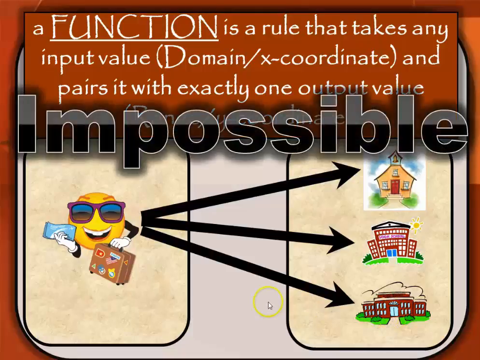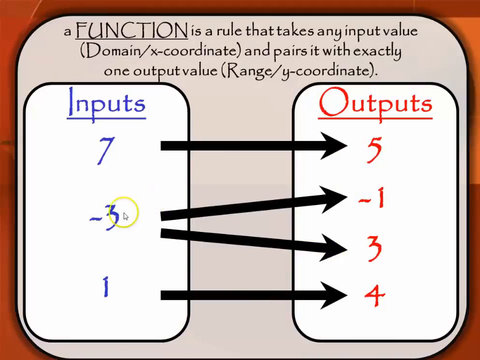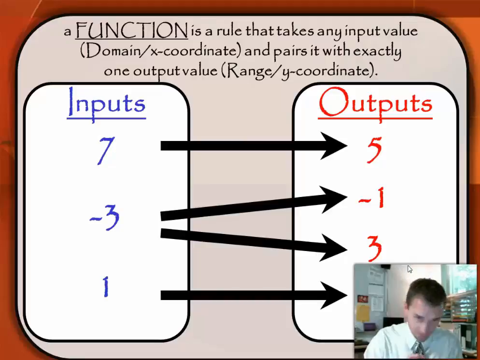That's why this one right here is not a function, because this -3 is trying to go 2 different places. Can't do it. Impossible. No doubt it's a relation, but it's not a function. Okay?